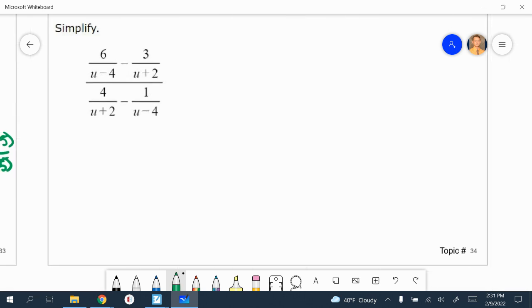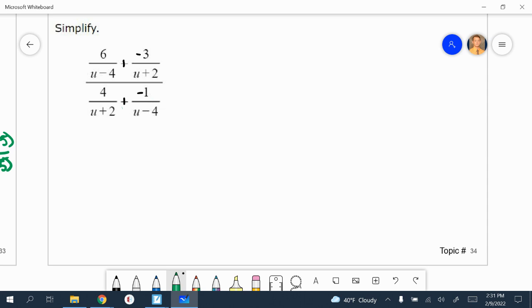Topic number 34. First thing I see that I'm going to do is change these to adding negatives instead of subtracting. And now what I see is we have 4 different, well, I guess not 4 different, we have 2 different ones on this problem. You could potentially get 4 different ones on a different problem, but we have different denominators on our fractions.